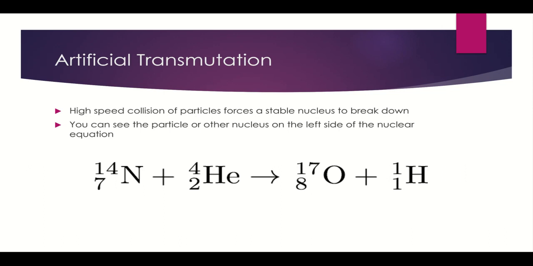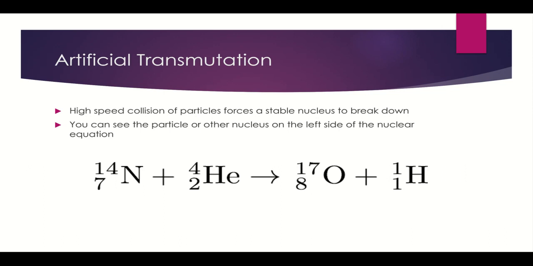However, we can get stable nuclei to change, to transmutate, okay? Or we can actually speed up the process through artificial transmutation. This is where we have a high speed collision of particles forcing a stable nucleus to break down, or forcing something that is radioactive to break down much, much faster.